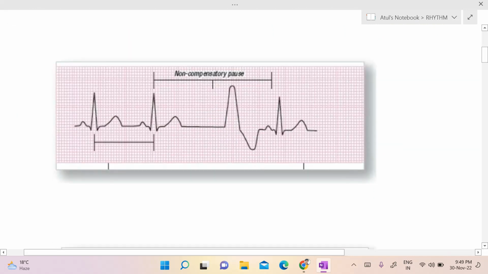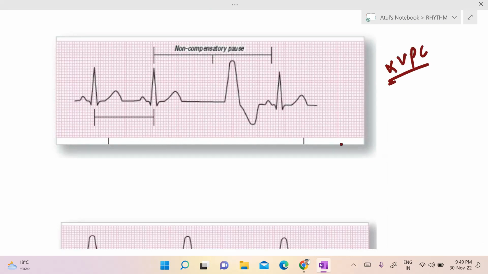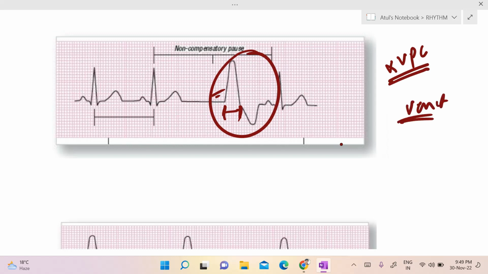Coming to the next ECG. Now identify this beat. Is this a VPC? Wrong answer. This is not a VPC because this is not coming prematurely. Yes, it is a ventricular beat. How can we say that it is a ventricular beat? It is a broad complex QRS. There is no P wave preceding it, so it is of ventricular origin, a ventricular complex. But this is not coming prematurely, because according to the SA node, a normal beat should come here and a premature beat should come here. So this is not a premature beat.